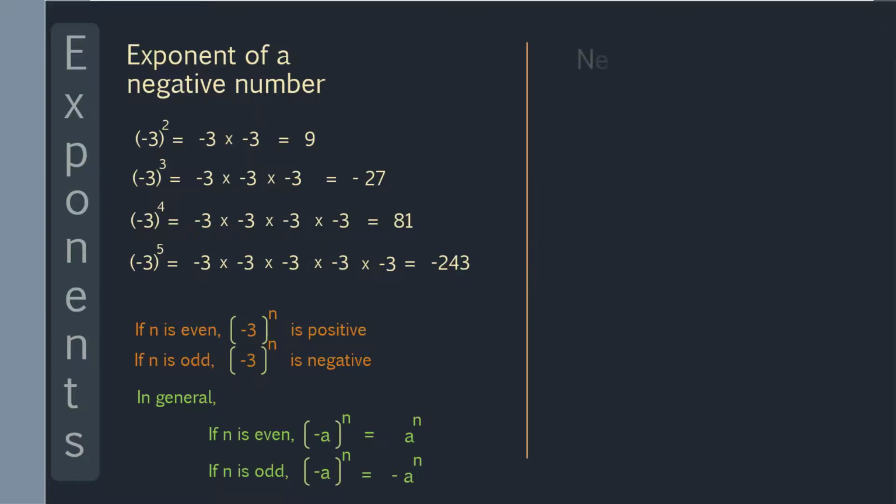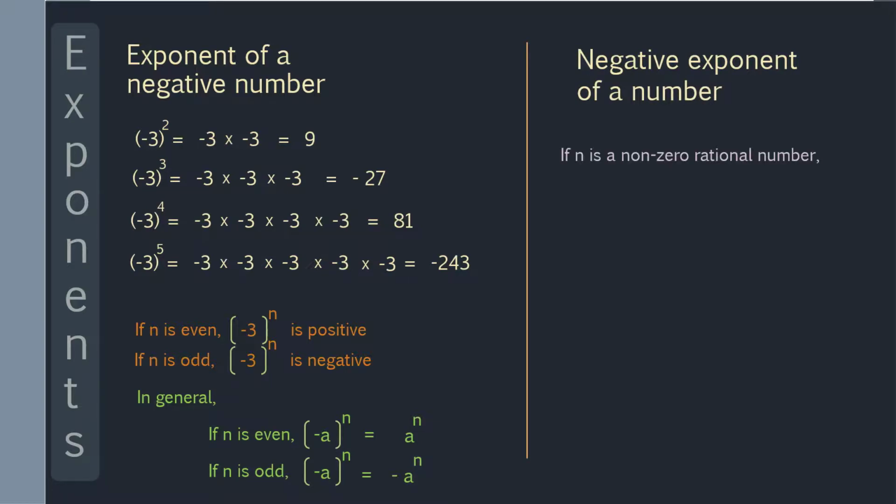Interestingly, what will be the negative exponent of a number? If n is a non-zero rational number, a raised to negative n is equal to 1 by a raised to n, and a raised to n is equal to 1 by a raised to negative n. In other words, a raised to n and a raised to minus n are reciprocals of each other. We already have seen what reciprocals are in a previous session.